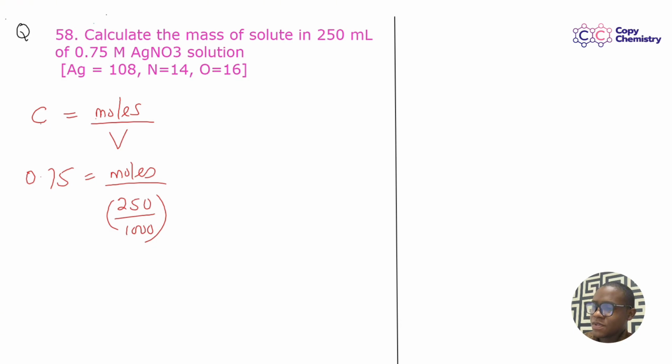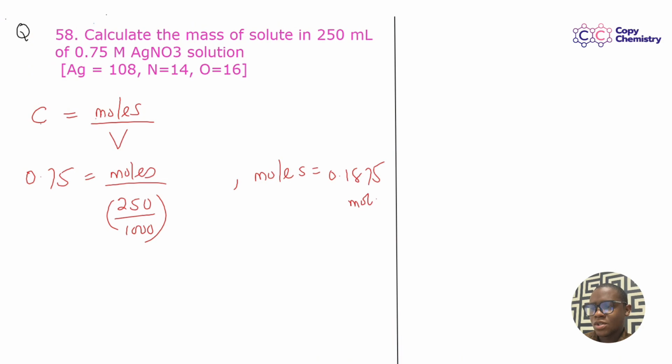So dividing 250 by 1,000 there, you should have 0.25, and then when you multiply that by the 0.75 over there, you get the moles. So moles is going to be 0.1875. That's what you have in mole. See, once you've gotten this already, it's now so easy because we've gotten the moles of the silver nitrate.